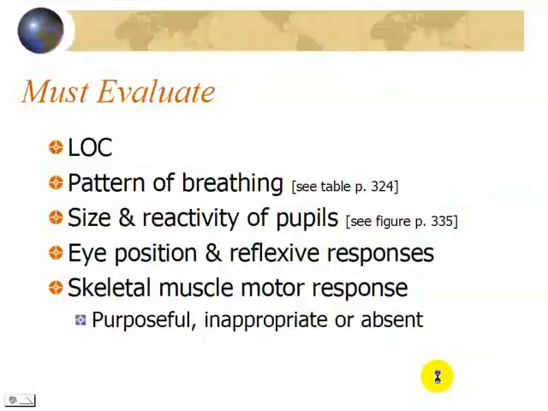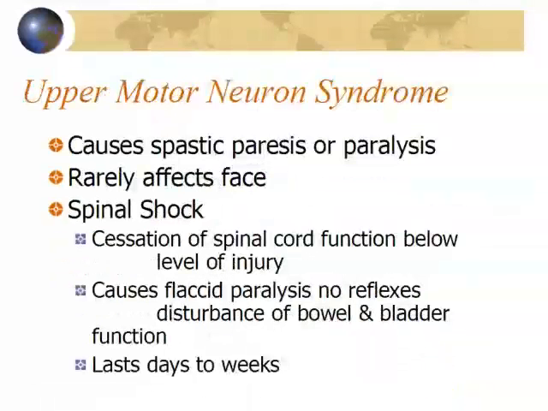Alteration in Neurological Function, Part 2. Upper motor neuron syndrome causes a spastic paresis, which is weakness or paralysis. It rarely affects the face.